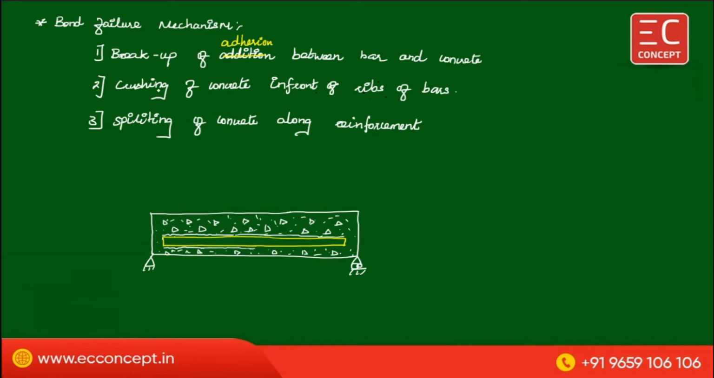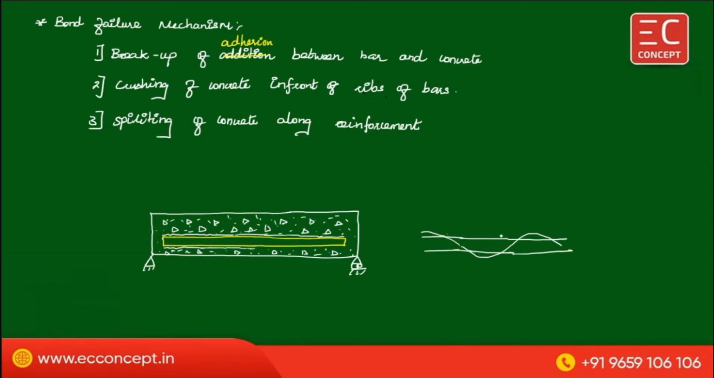Next is the crushing of concrete in front of the ribs of the bar. Ribs means, for an HYSD bar, there is a provision like this. This is an HYSD bar, and this is the rib, for a twisted bar.